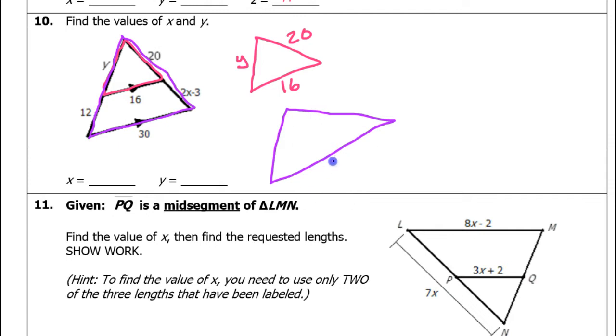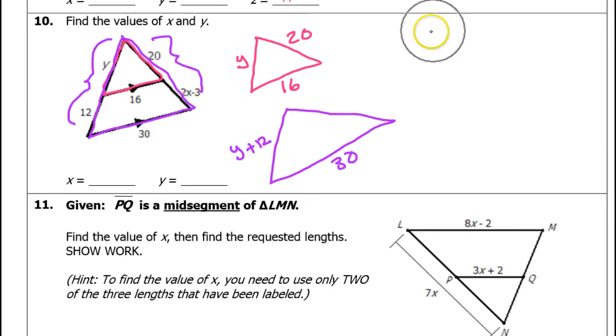This bottom piece here is definitely 30. Alright, I can see that right there. But this piece over here, you've got to be careful. This is going to be y plus 12. You have to add these up. Similarly, I need to add these two up.